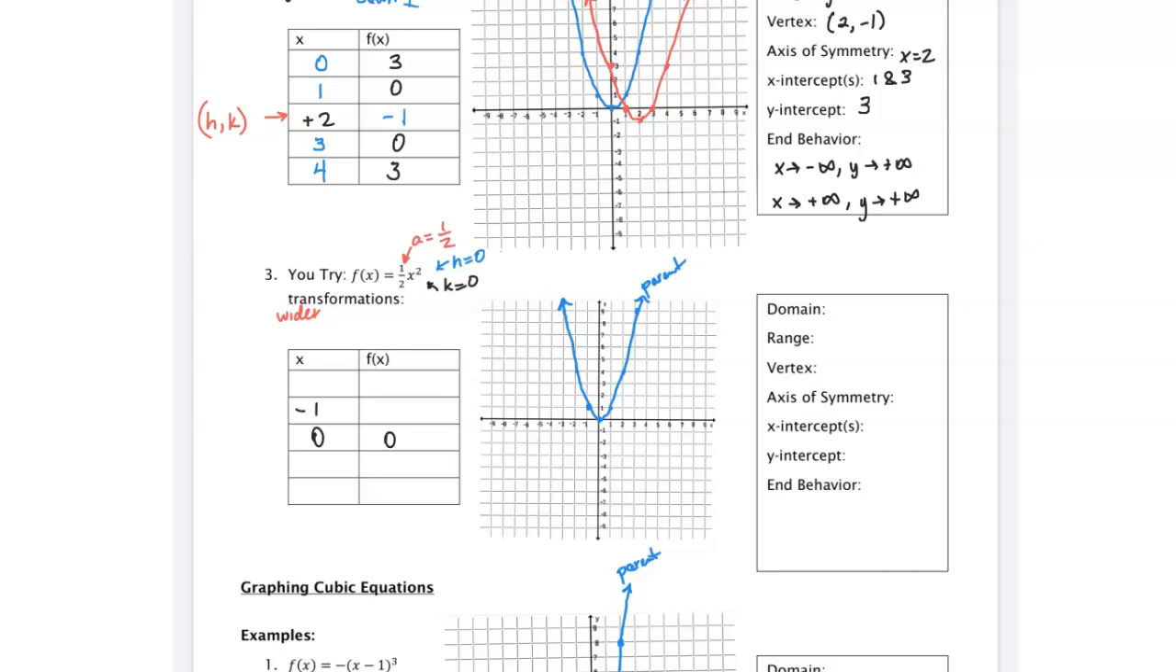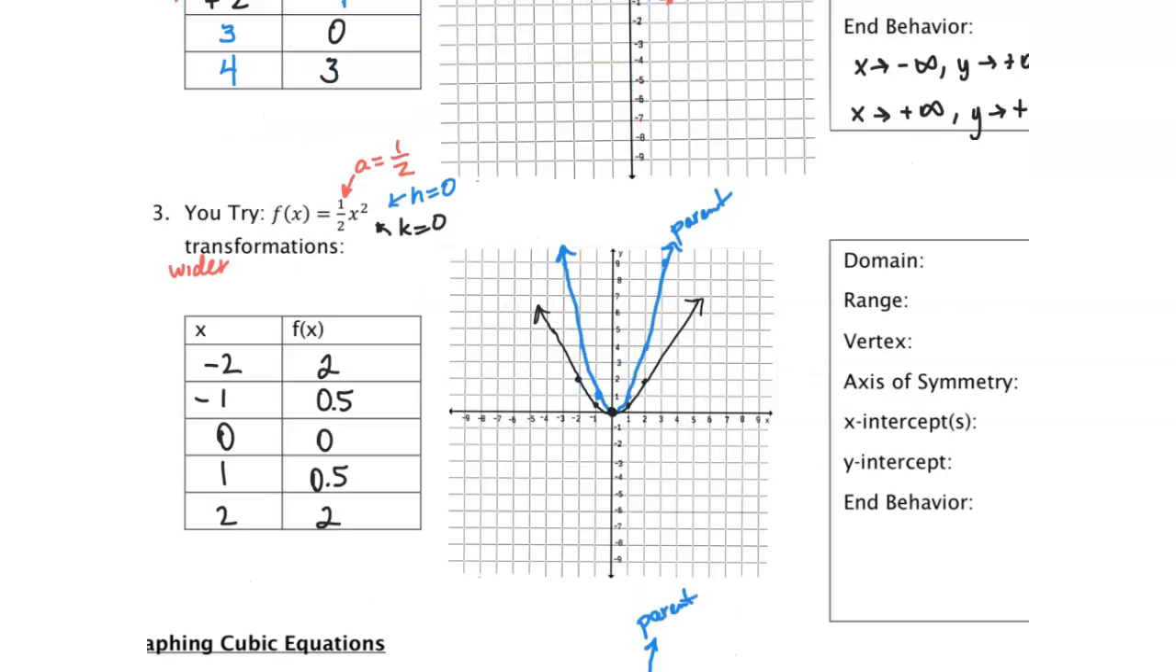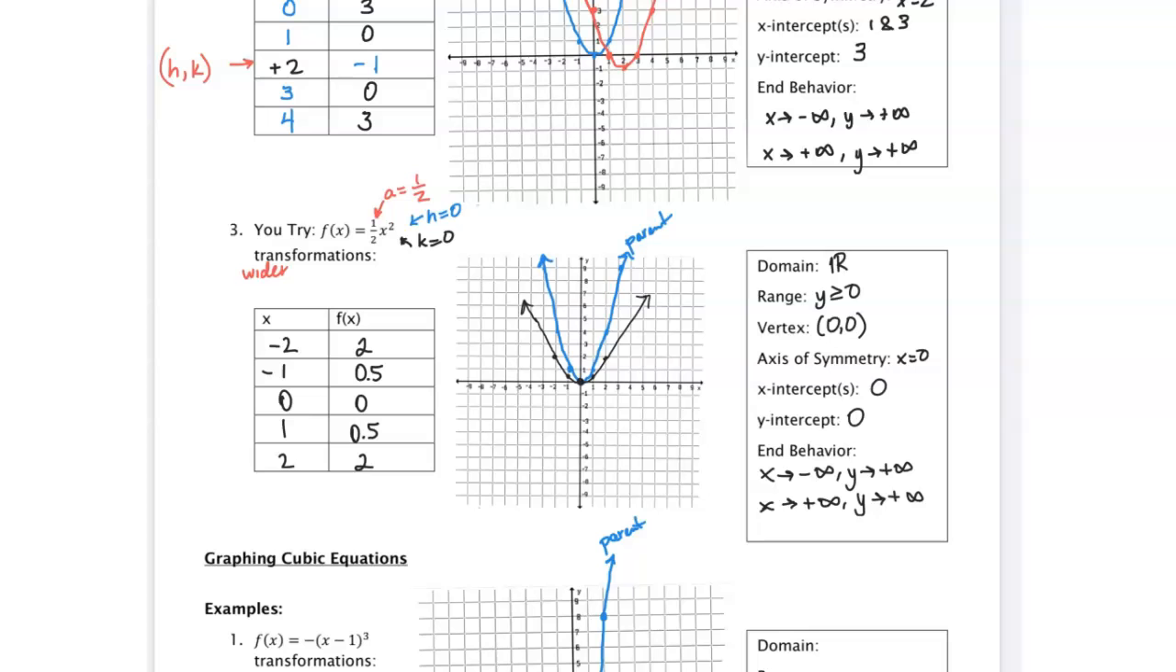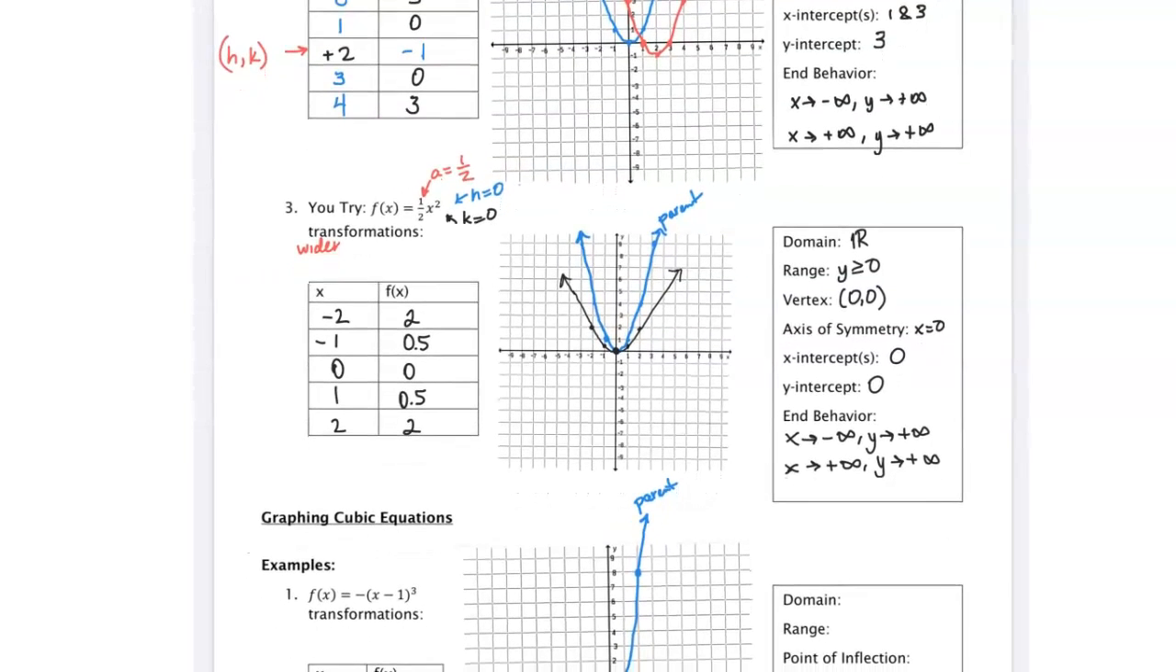And then come up with the rest of your values, which are here. After your list of values, you'd go ahead and plot your points. The one transformation that we had was that we'd have a wider parabola. Notice that our new one is wider. We haven't shifted anywhere to the left or to the right. The vertex is still here at 0, 0. As for the domain, range, and everything else, here are those answers. Please check your work.